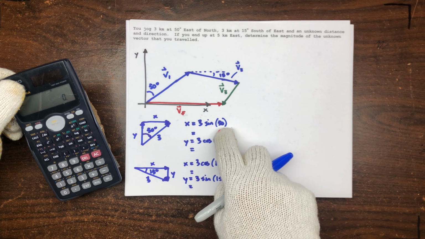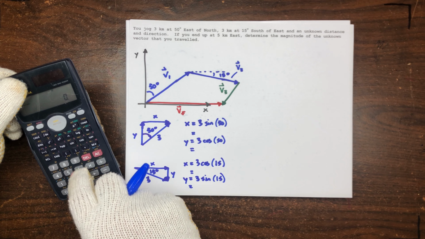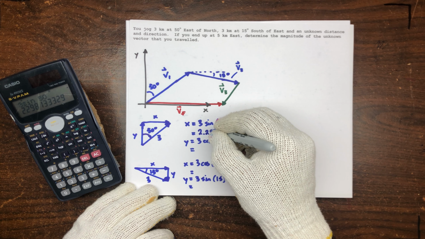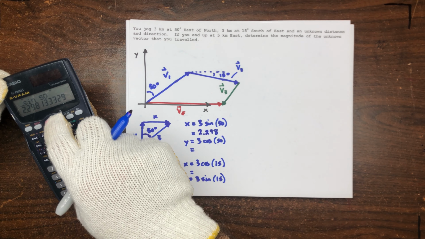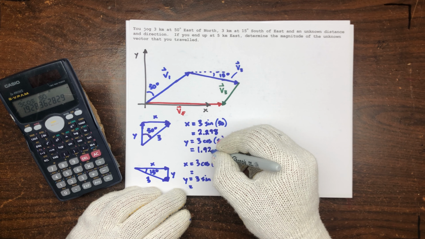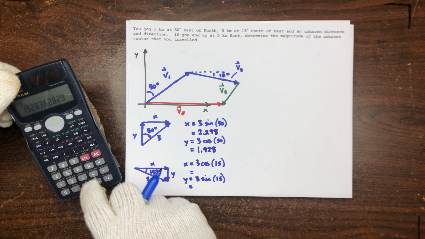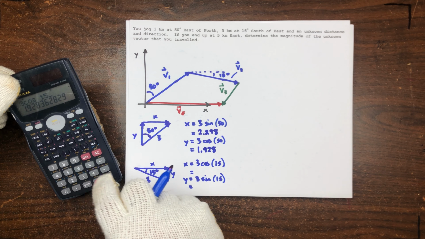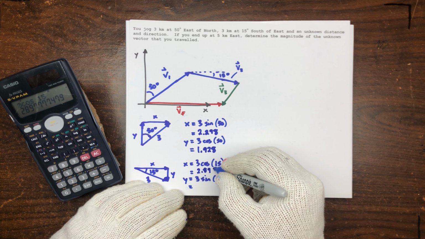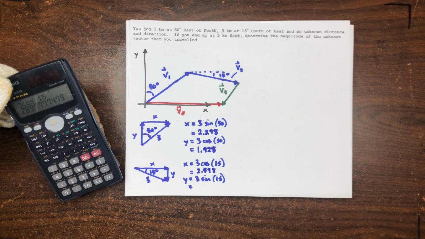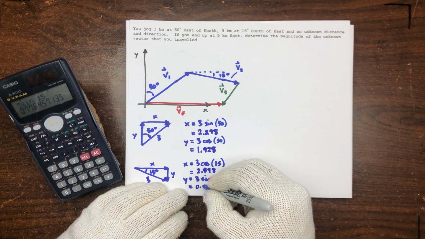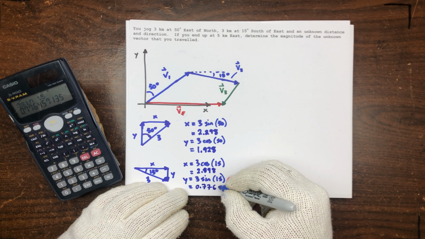Okay, so here we go. So we had 50 degrees here, so 3 sine 50 is going to be 2.298, and then 3 cosine 50 is going to be 1.928, and then we have 3 cosine of 15 is going to be 2.8978. Let's try that. And then 3 sine 15 is 0.776.